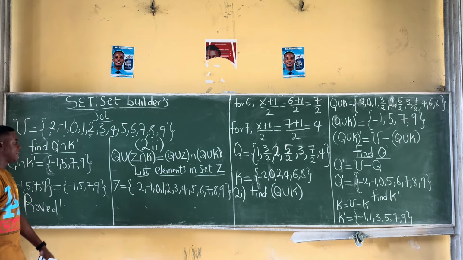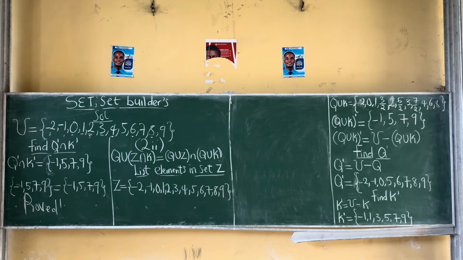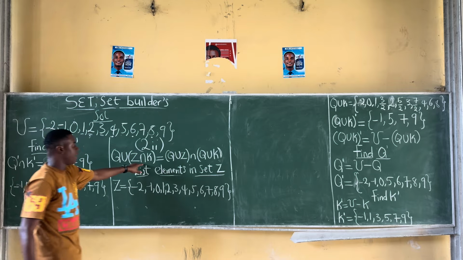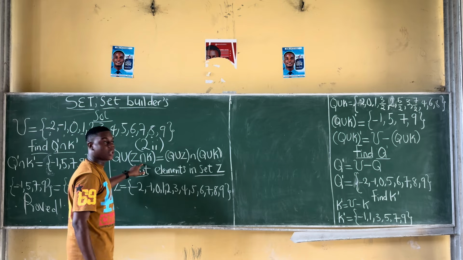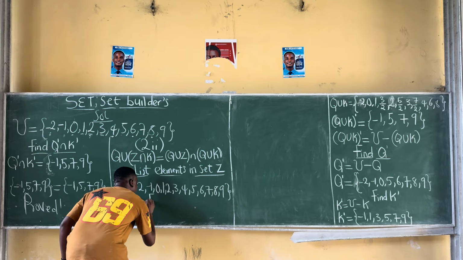So these are the elements of set Z. What's the next task? The next task is to find Z intersection K. So let's find Z intersection K.